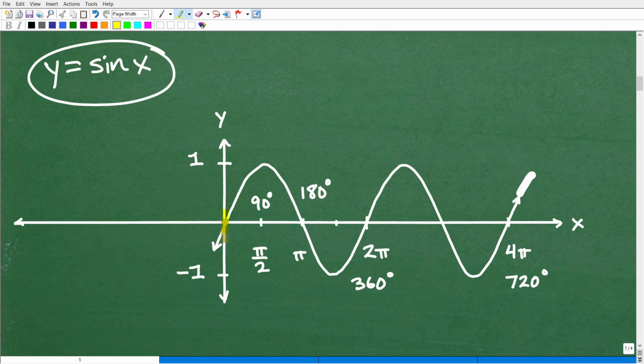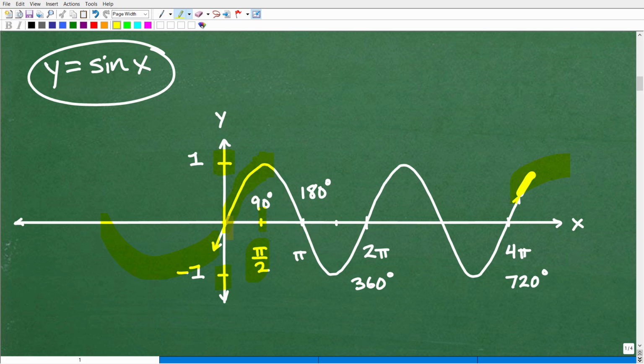Sine starts here at the origin, and this continues on this way, this continues on this way, and it has an amplitude of 1. In other words, it's going up to +1 and down to -1. So it starts at (0, 0), and at 90 degrees, or pi over 2 radians, it tops out. If you were to get your calculator and ask what's sine of 90 degrees, it would be 1.